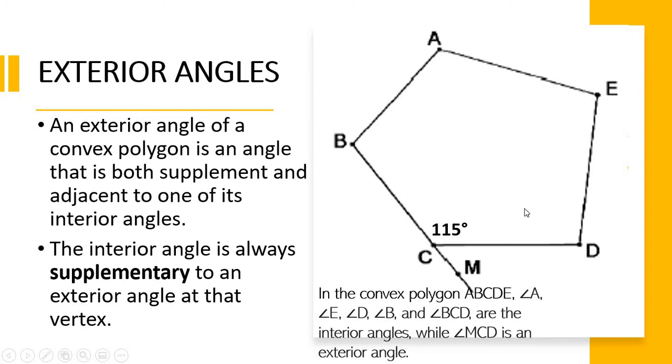Okay, so we just have to subtract 115 degrees from 180 degrees. So the answer is 65 degrees. Because again, an interior angle is always supplementary to an exterior angle at that vertex. So ito yan. Okay, supplementary angles sila.